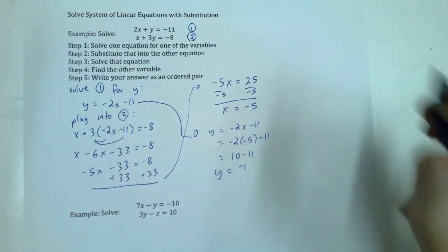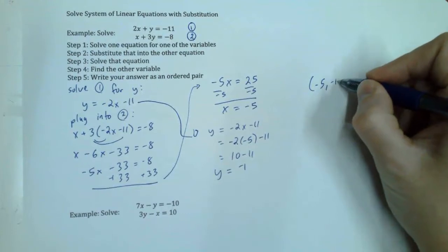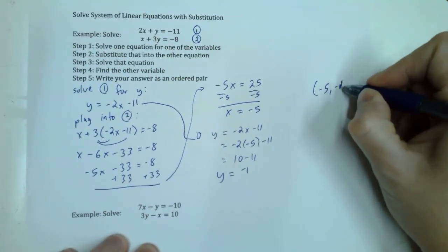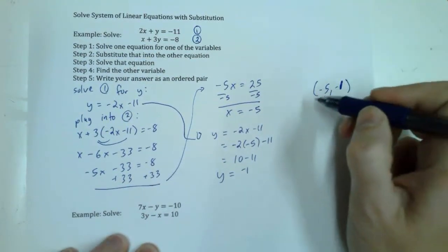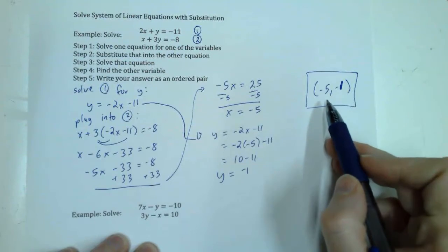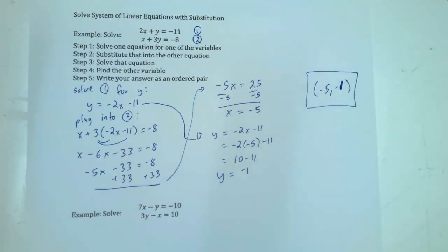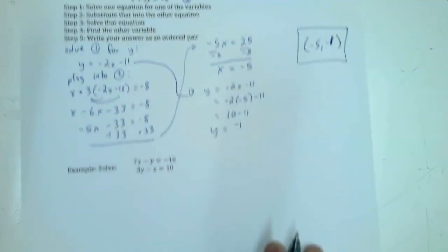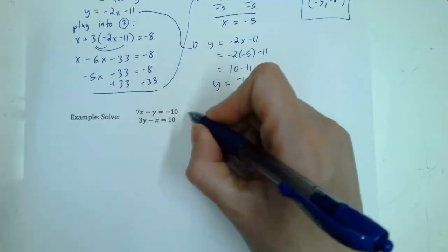Now we have our answer, but we do always want to write our answers as an ordered pair. Hold on, I'm going too far to the screen there. So negative 5 comma negative 1, the x is always first, and the y is always second. So there's one example. Let's go ahead and now try another one.